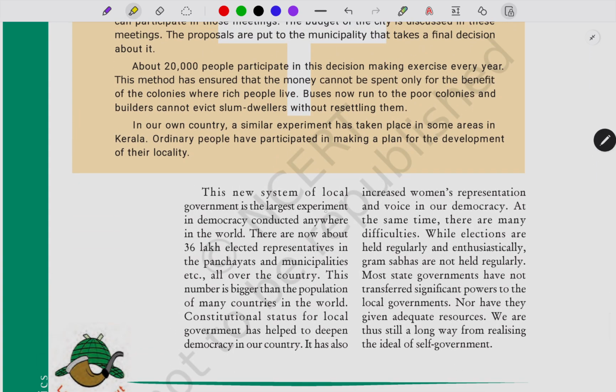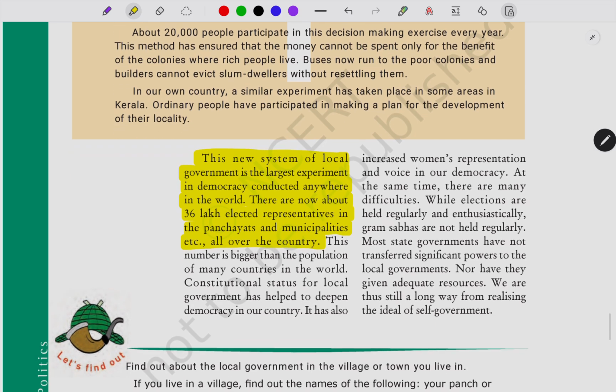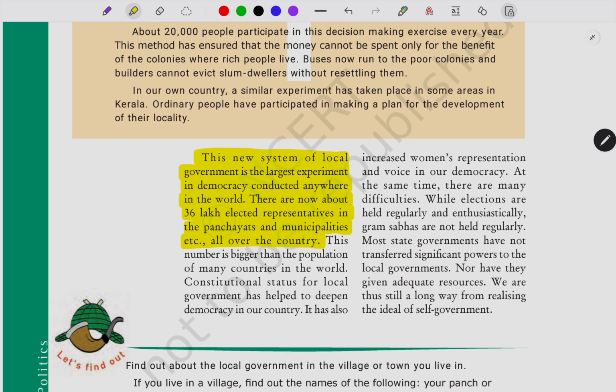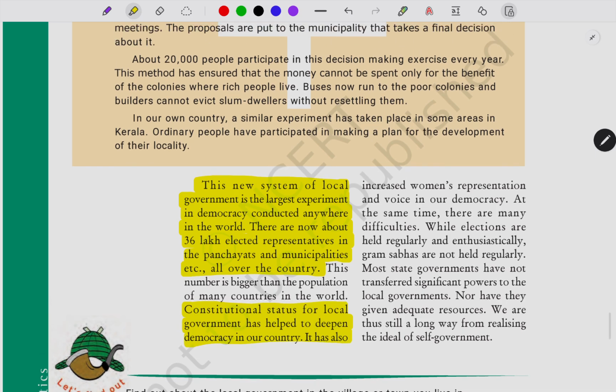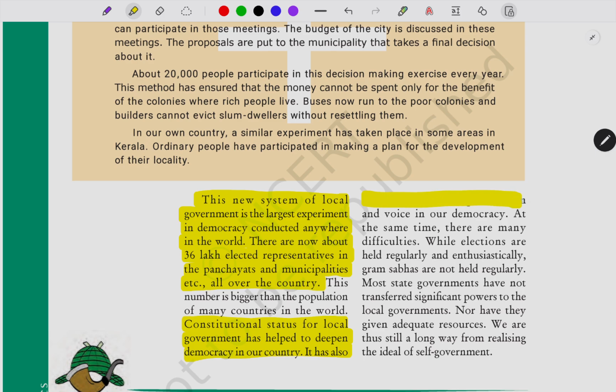This new system of local government is the largest experiment in democracy conducted anywhere in the world. There are now about 36 lakh elected representatives in the panchayats and municipalities, etc., all over the country. Okay? This number is bigger than the population of many countries in the world. Constitutional status for local government has helped to deepen democracy in our country. It has also increased women's representation and voice in our democracy.